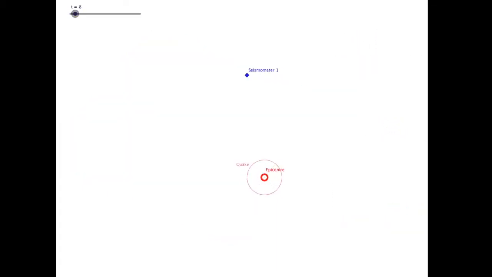Let's say we have just one seismometer. All it can tell us is that we have had an earthquake. However, it can't tell us which direction the earthquake came from or how far away it was. Was it a small one nearby or was it a big one far away?